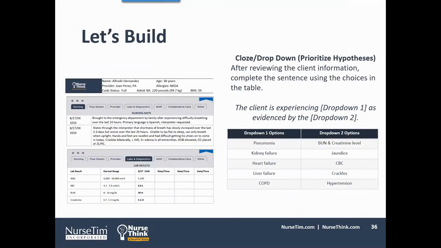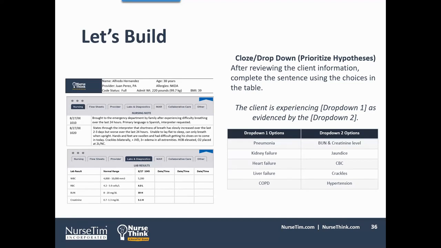For prioritizing hypothesis, this time I'm going to use a closed drop-down option. And the stem starter I'm using is, after reviewing the client information, complete the sentence using the choices in the table. And the sentence says a client is experiencing blank as evidenced by blank. So this is allowing my student to prioritize hypothesis of 5 different conditions and recognizing what symptoms could tell us that that is the problem.